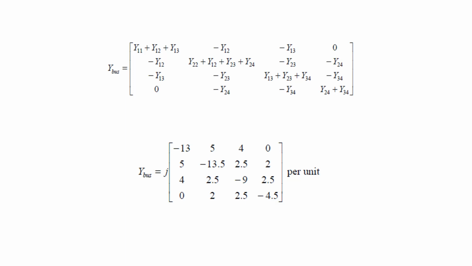Substituting the values of y11, y12 and the rest, we form the Y-bus matrix like this. This is the method to find Y-bus using the inspection method. With this, let me stop this section, and we will see the other topic in the next section. Thank you.